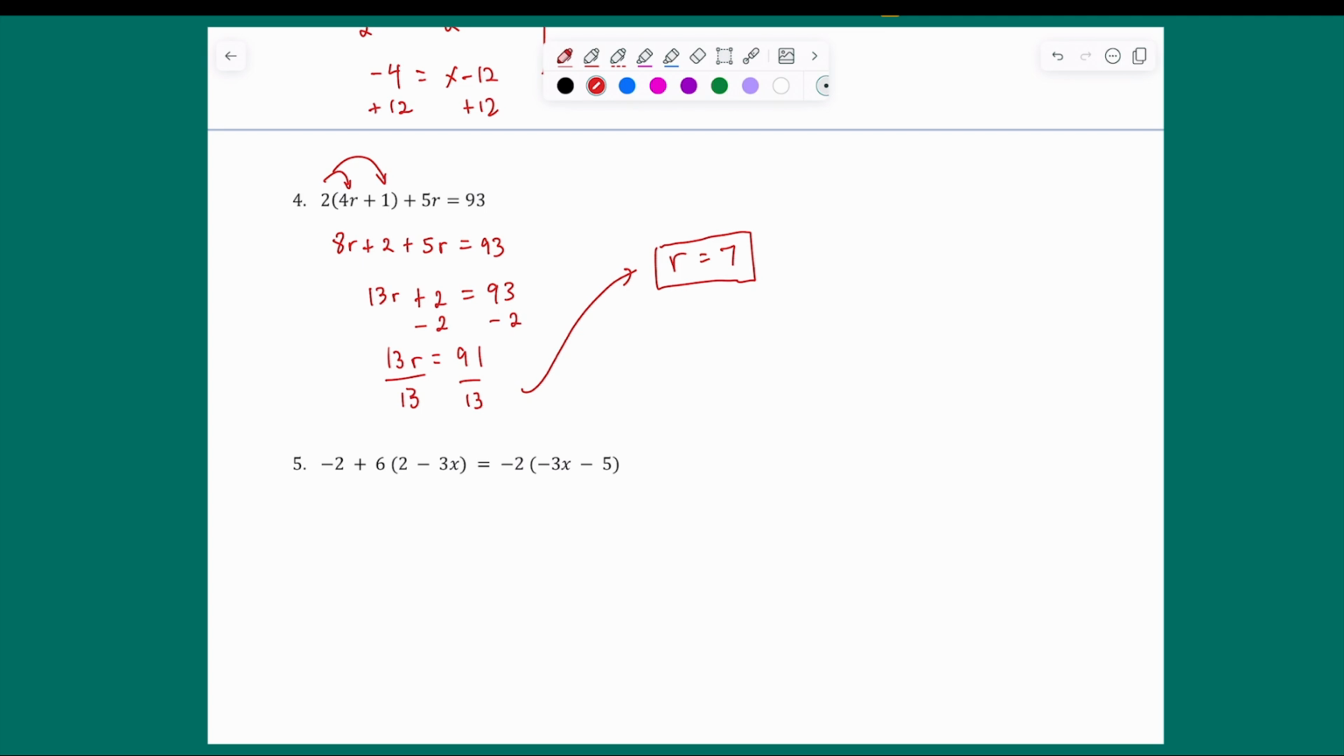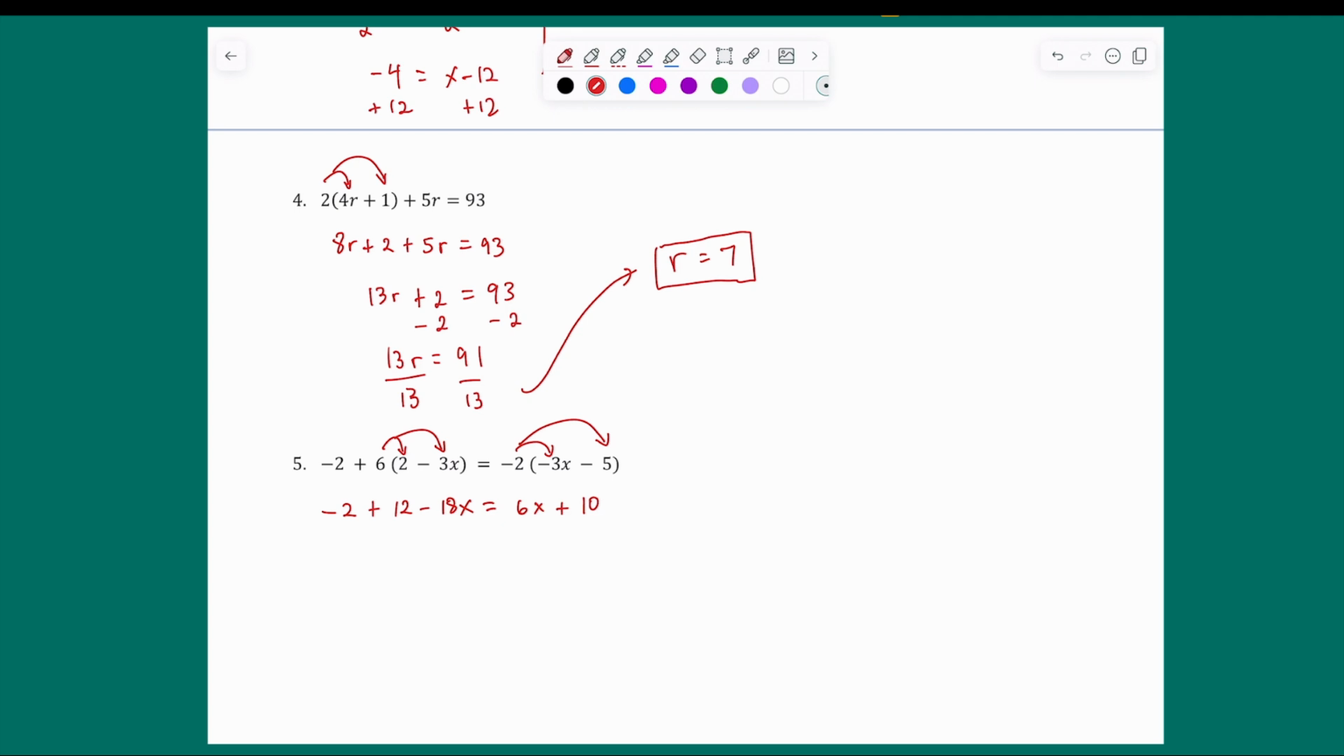Before we start manipulating any x's, we want to make sure we simplify the left and right-hand side completely first. So we're going to distribute here and here. On the left-hand side, we get negative 2 plus 6 times 2, which is 12, minus 18x, because we have 6 times 3x, so a negative 18x. On the right-hand side, we distribute the negative 2. We get negative 2 times negative 3x to get a positive 6x, and then negative 2 times negative 5, which gives us a positive 10.